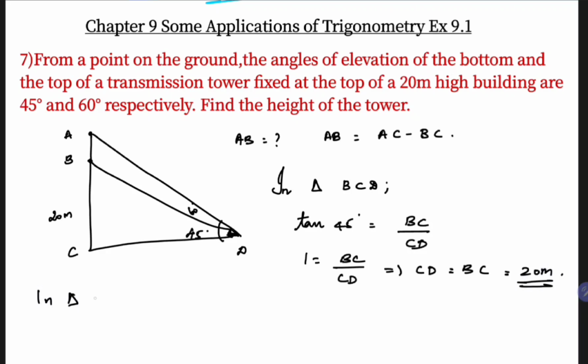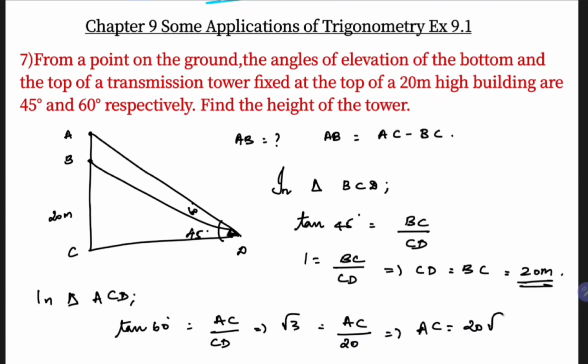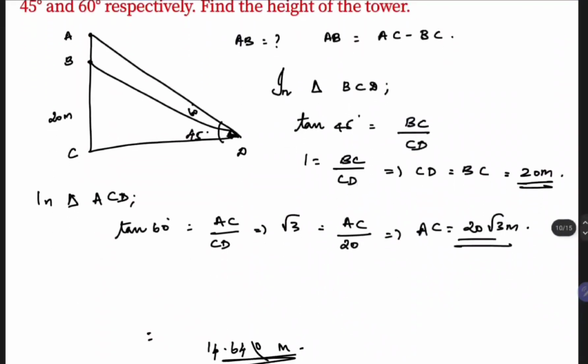In triangle ACD, tan 60 is equal to AC by CD, which gives us root 3 is equal to AC by 20, which gives us AC as 20 root 3 meters. We have to find the height of the tower, which is AB.